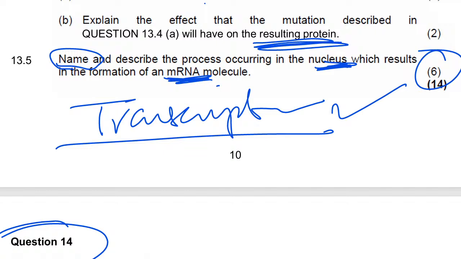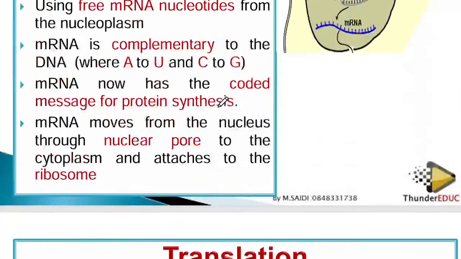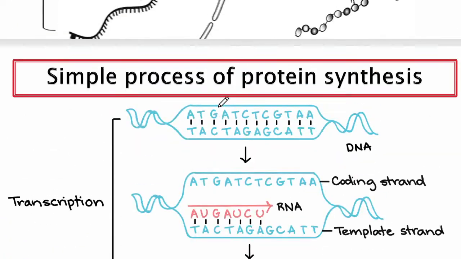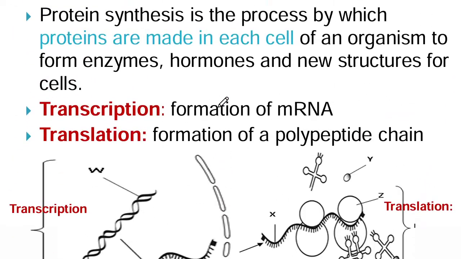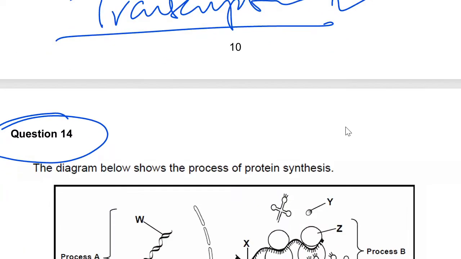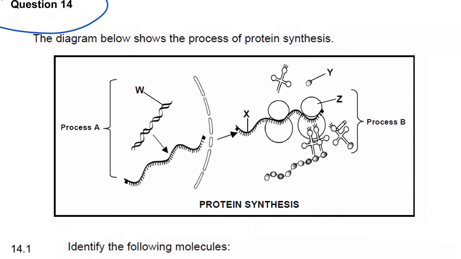And they even specified that it leads to the formation of the messenger. And I say that the process by which messenger is formed is called transcription. That's why it is indicated here that transcription is the formation of messenger RNA. So I think we are done with that.